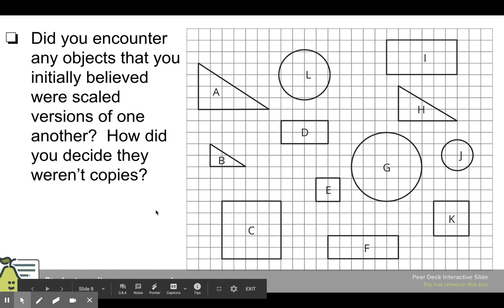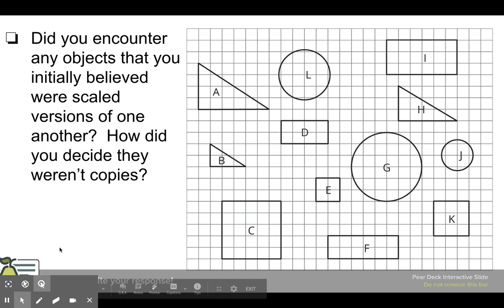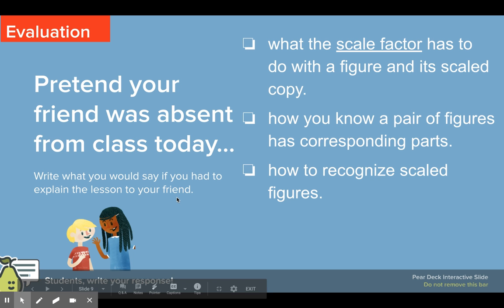Now, let's look at this question. Did you encounter any objects that you initially believed were scaled versions of one another? How did you decide that they weren't copies? So let's pause the video here, and I want about 2 or 3 of you guys to share out with one another. Which ones did you think were potentially scale copies but turned out not to be? And what do you think the reason is? So thank you all so much for sharing.